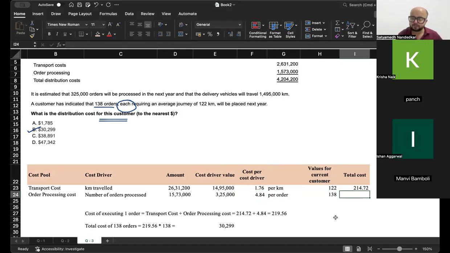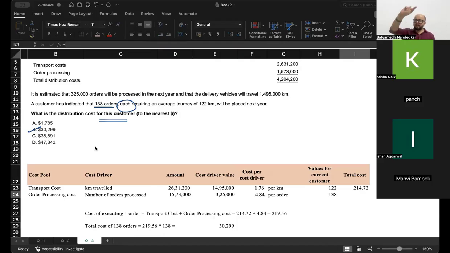Sir, I have one doubt. Tell me. What I did was multiply 122 into 138 and into 1.76, and then added 4.84 into 138. So the answer is coming the same, 3219. No problem. In the first step, you have to multiply by the number of orders, so that approach is also okay. All you need to do is be careful, because if you don't do the correct multiplication, you will not get your answer.